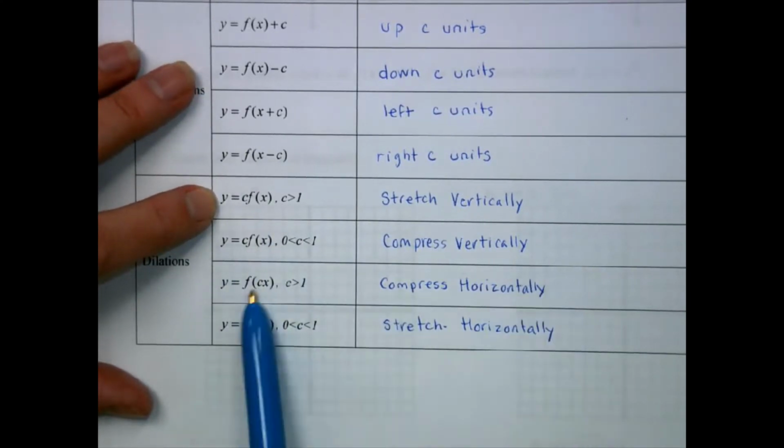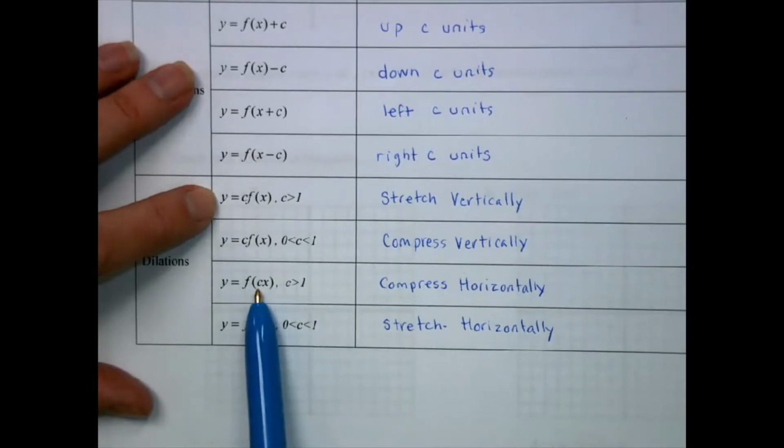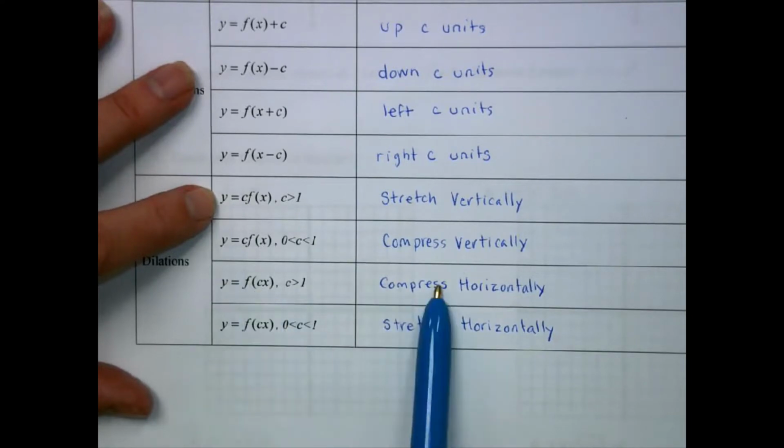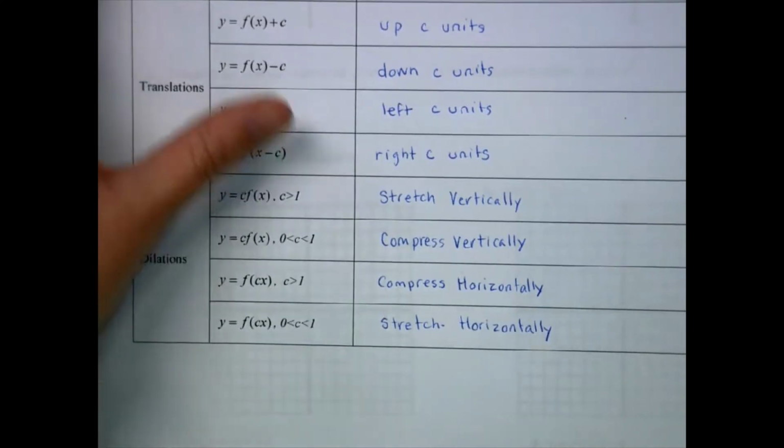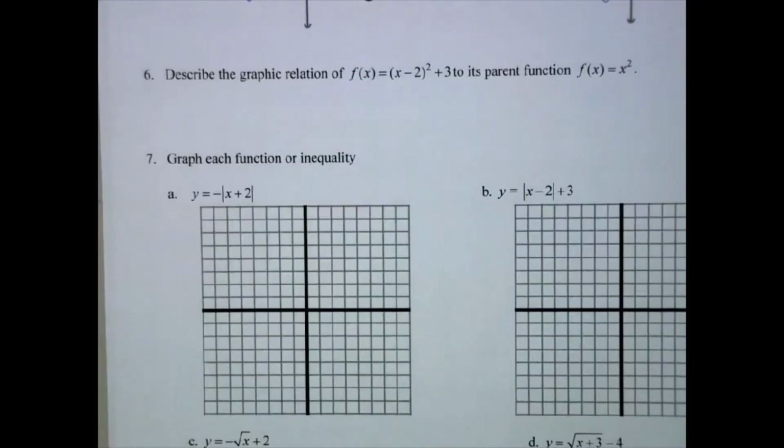On the inside, it's horizontally. And again, you can think about period on a sine function. So if it's bigger than 1, it compresses it horizontally. If it's between 0 and 1, it stretches the graph horizontally. In addition to knowing those rules, you also need to know the various parent functions that we did.